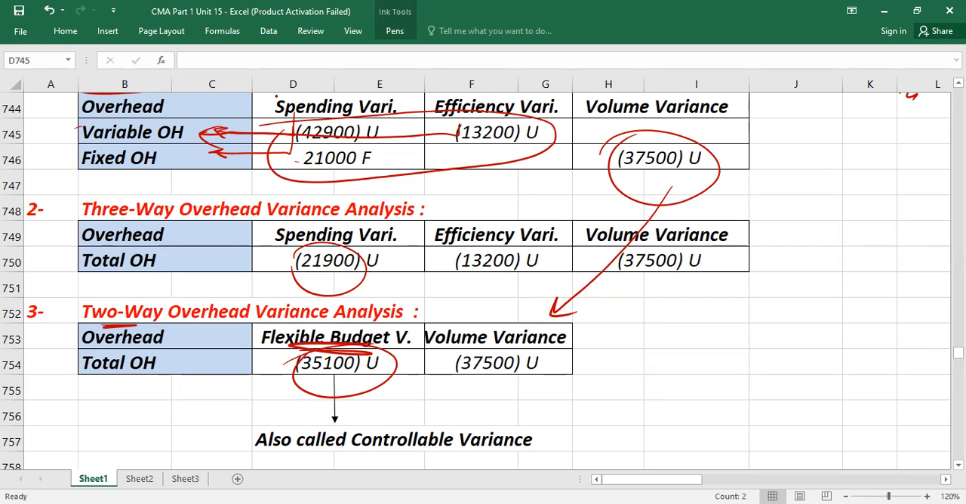Spending variance is the difference between actual overhead and budgeted overhead. And how will you get under- and over-applied overhead? Directly: actual overhead and applied overhead. The difference of these two. Okay? This is how it should be in your mind while tackling the question.